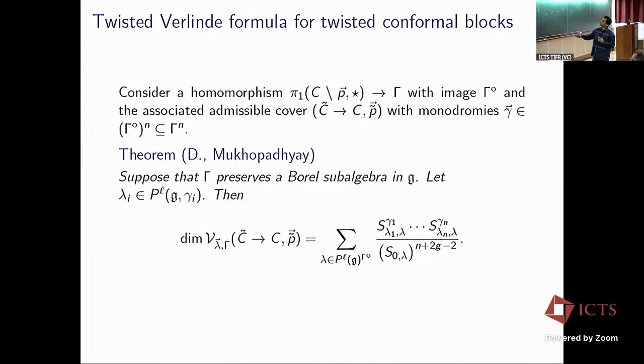The classical Verlinde formula is where you have no gamma acting, and it's exactly this. But in this case, in the numerator you have these various crossed S matrices, and in the denominator there is the uncrossed S matrix. And 0 is the weight corresponding to the vacuum element.